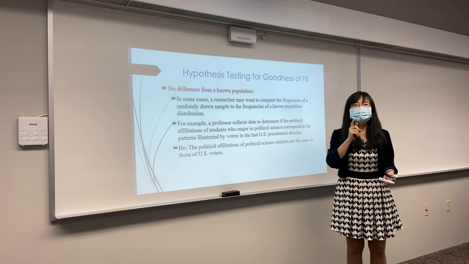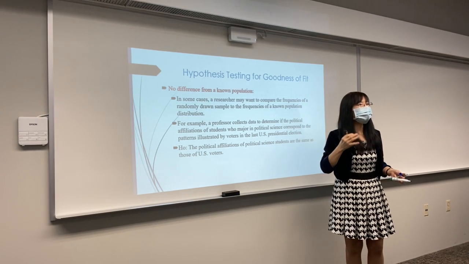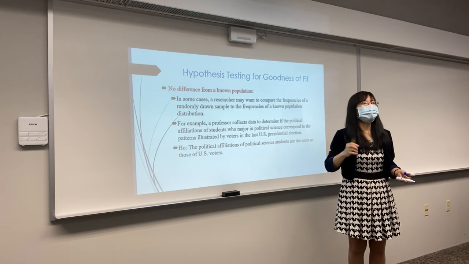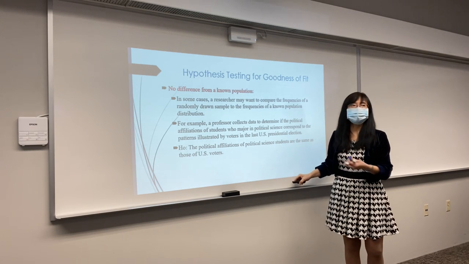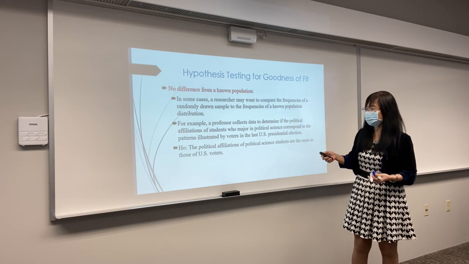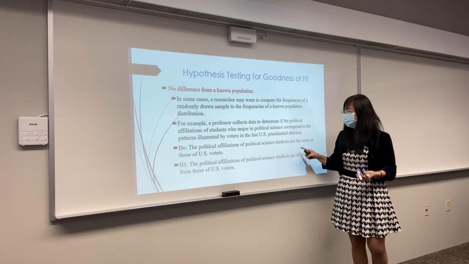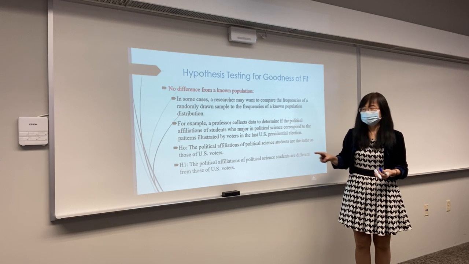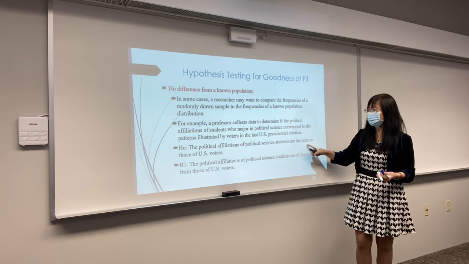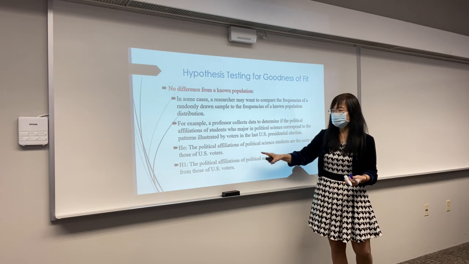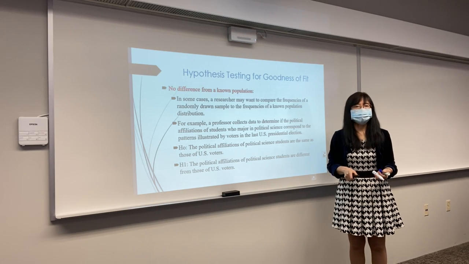Okay, so now this part is a little bit different. Remember, before, we all remember H0, you will have a word called "not" in your H0, okay? But this one is different. This one, we don't have a "not" in H0, we have "not" in H1. So we assume they are the same: the political affiliation of political science students is the same as that of US voters. And then your H1 will say, oh no, they may be different.